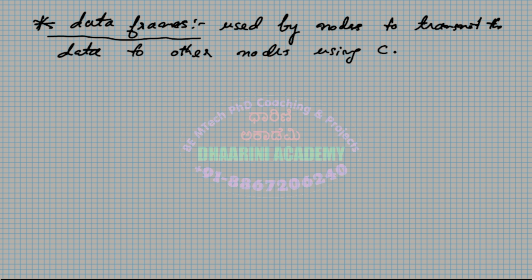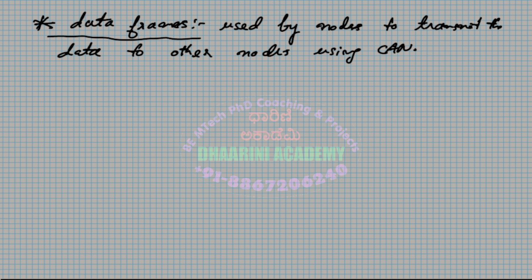All right. So basically, this data frame is responsible for transmission of data by a node. Whenever a node wants to communicate, data frames will be used to carry the data, as the name suggests. So I'll just write one point here: used by the nodes to transmit the data to other nodes by using CAN.